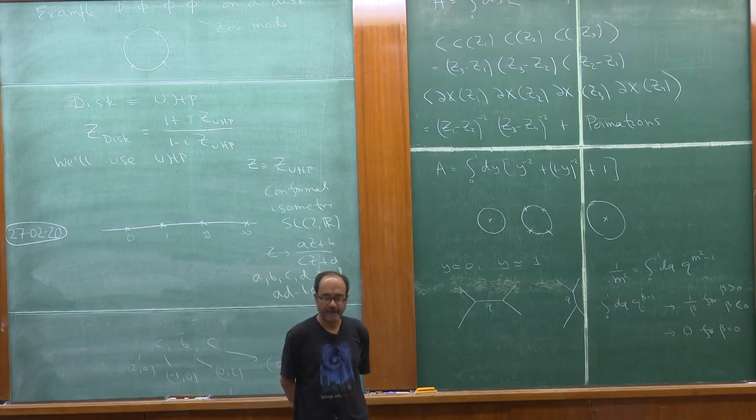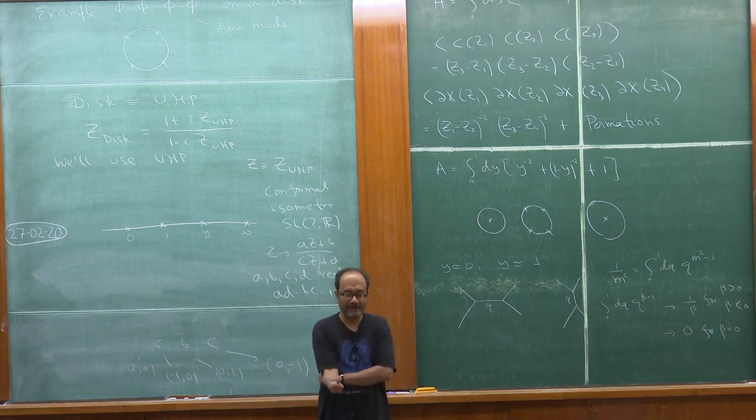Because there will be additional massless states now, which are almost going on shell when you are trying to go into the 0 momentum limit.